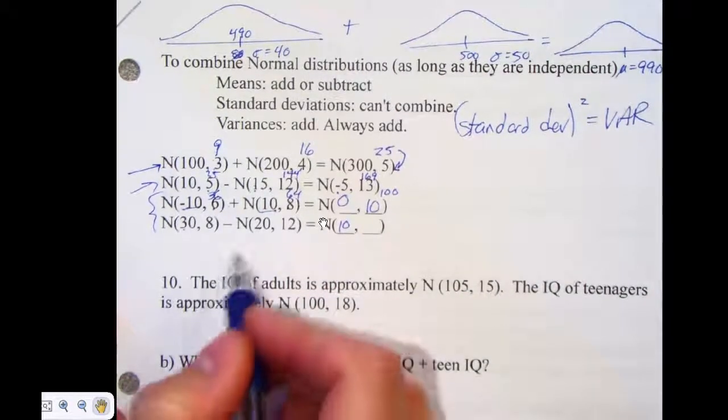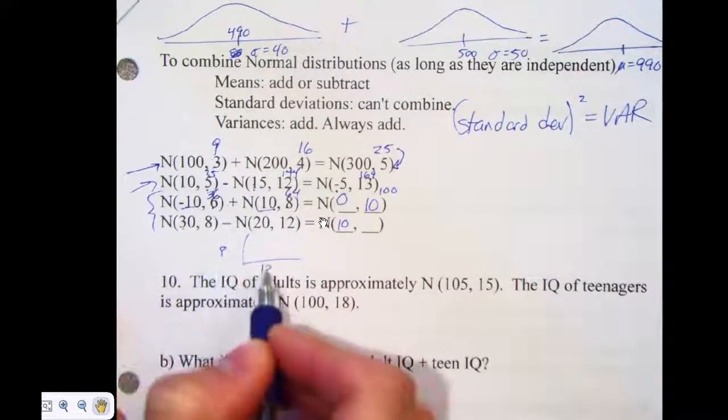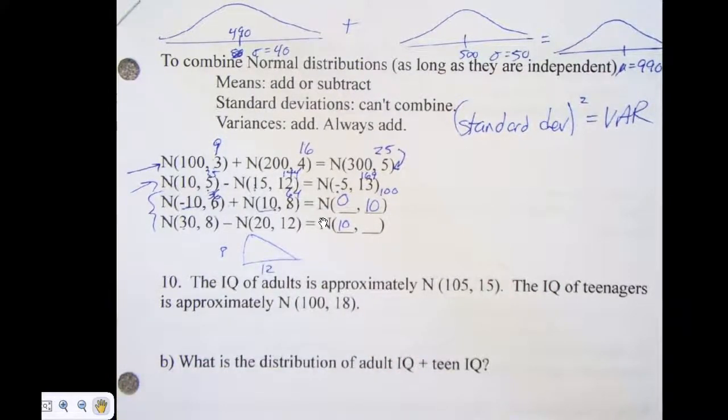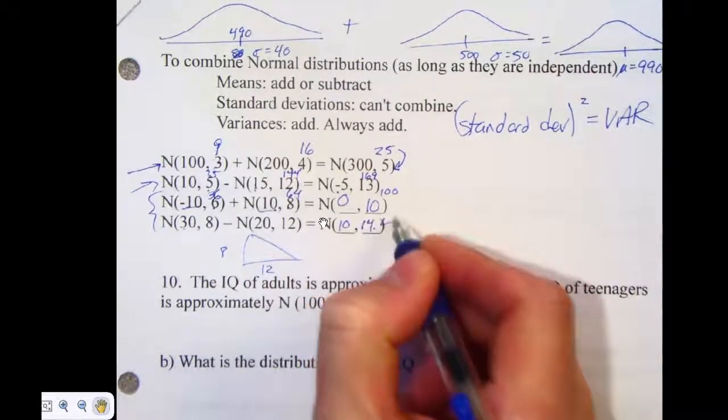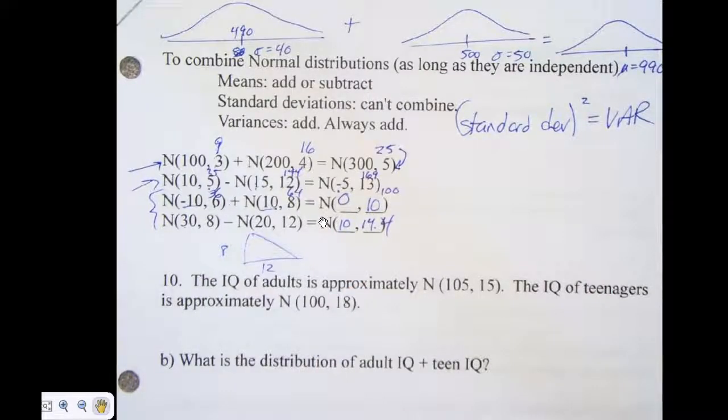This one for your mean, 30 minus 20 is 10. And then if you do the Pythagorean theorem, I mean, really, you could just do this and go 8, 12, what's the length of that third side? It's literally Pythagorean theorem. It'd be like 14.4. Questions on those two?